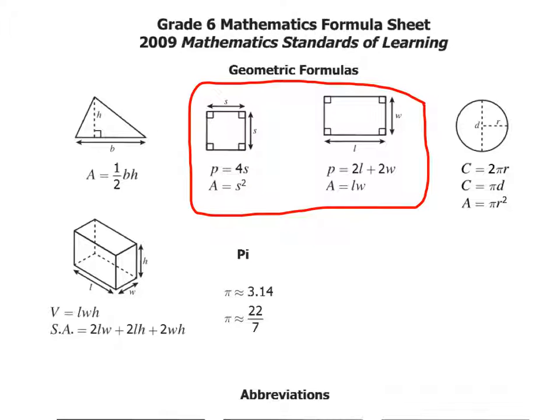To find the area of a square, you would do the length of the square times the width of the square. For the rectangle, you have 2 lengths. So whatever your length is, you would add this length plus this length, as well as adding 2 widths. So 2 lengths plus 2 widths will give you the perimeter, or the distance around the shape. The area is made up of the length times the width.